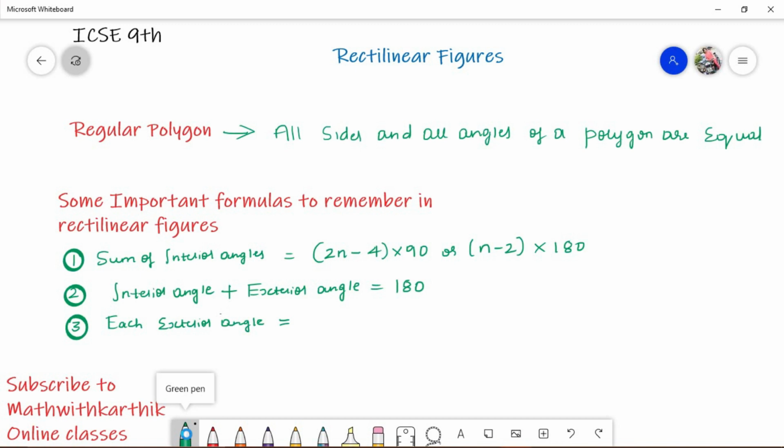And next, third one, each exterior angle is equal to 360 divided by n. Fourth formula, number of sides will be equal to 360 divided by each exterior angle. Now, in the question, if the exterior angle is not given, then what to do? First, you need to find the exterior angle by using this formula and then substitute here to get the number of sides.